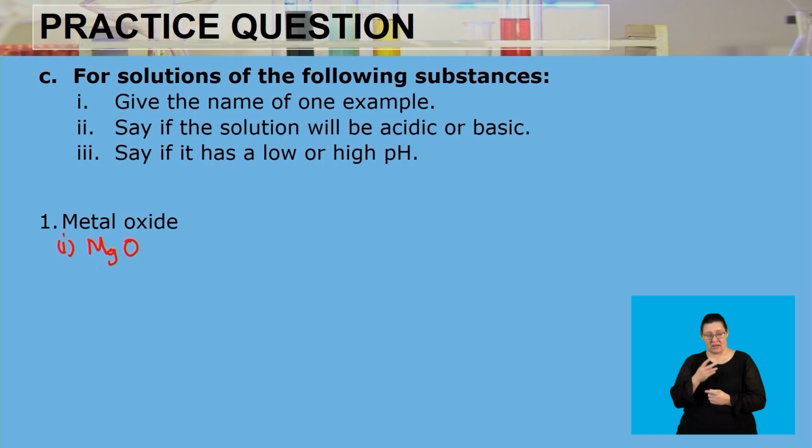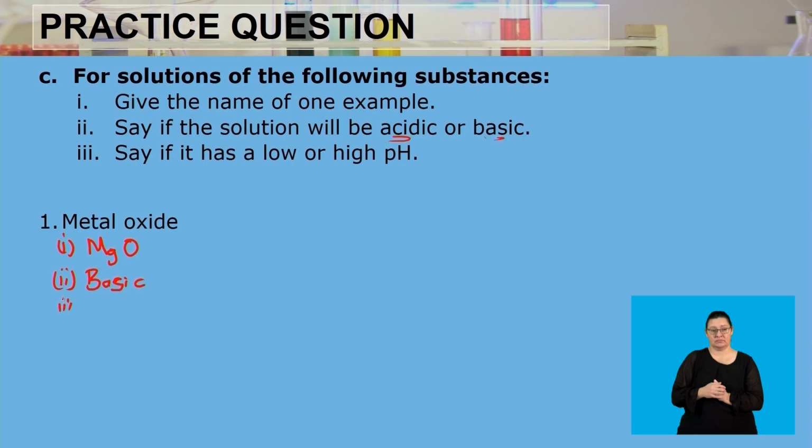Now, a metal oxide, if it's dissolved in water, will the solution be acidic or basic? We know that metal oxides are basic, because when dissolved in water, they are going to be basic. However, the non-metal oxides are going to be acidic, because a non-metal oxide dissolved in water will have a pH that is less than 7. So this is going to be basic.